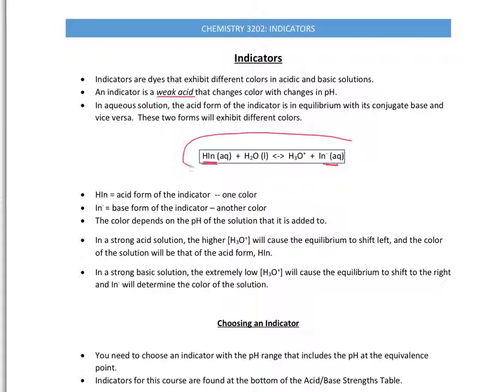This is the equilibrium expression for a general indicator, where HIN represents the weak acid, so the H in the front indicates that it's acid, IN meaning indicator. We always add that to water, use equilibrium arrows to produce hydronium and the conjugate base of the indicator, IN negative. You will be asked on the worksheet to produce equilibrium expressions for particular indicators, so please keep this in mind.